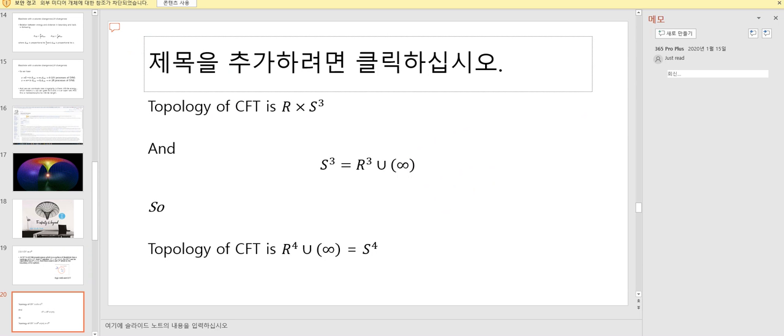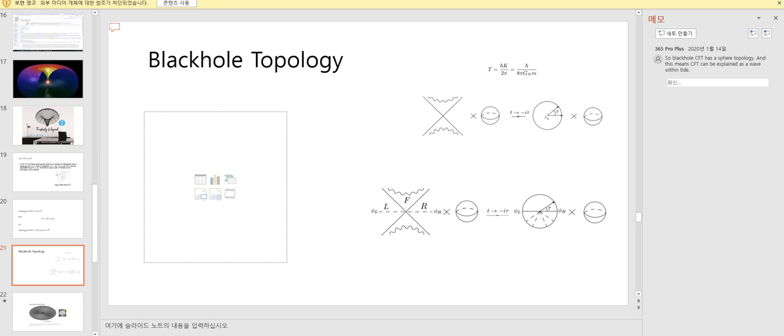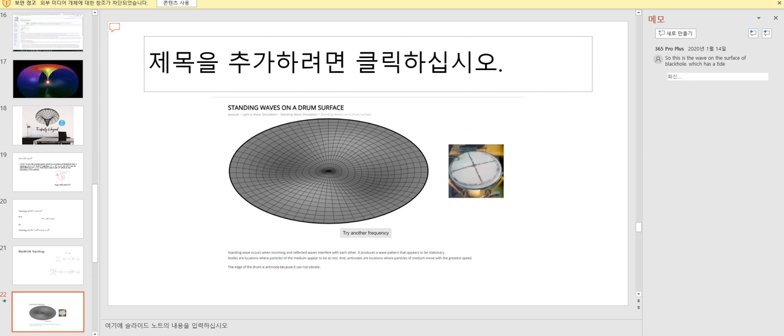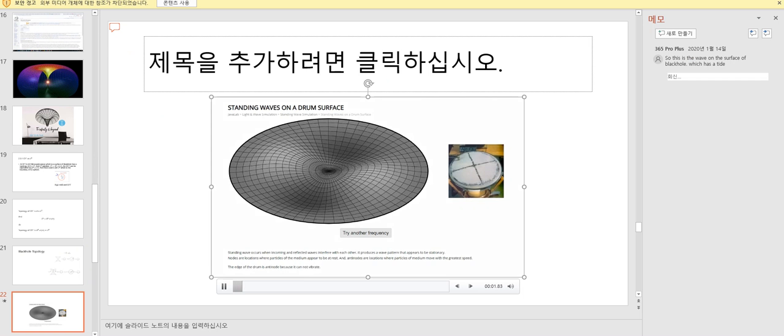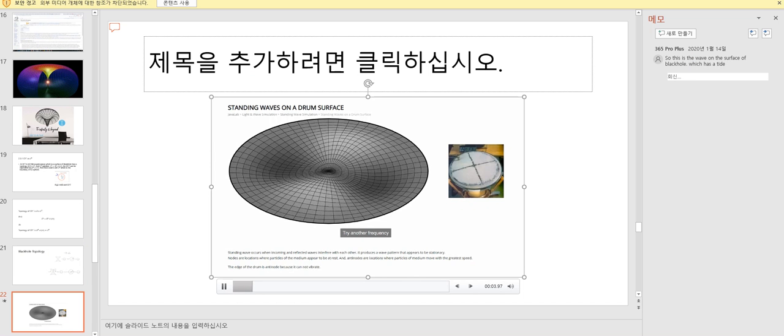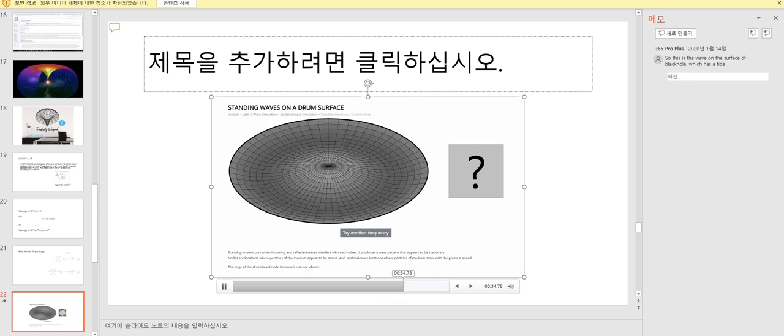The topology of CFT is R multiplied by S3, and S3 is R3 plus infinity. So the topology of CFT is R4 plus infinity, which is S4. So the black hole CFT has sphere topology, and this means CFT can be explained as a wave within a tide. So this is the wave on the surface of the black hole, which has a tide.